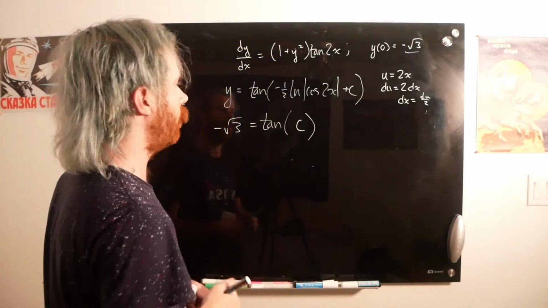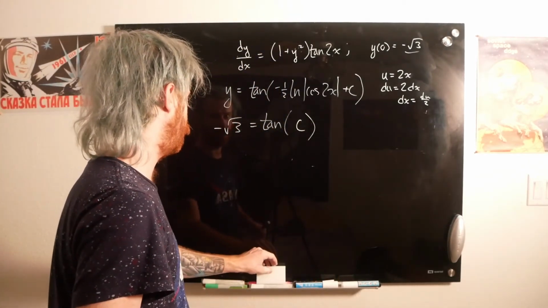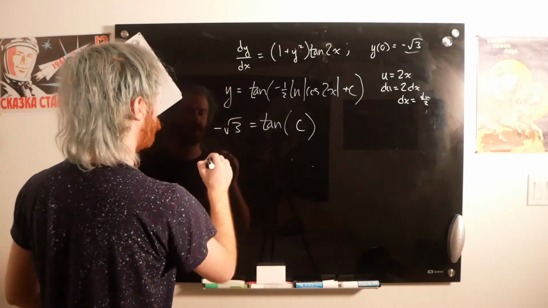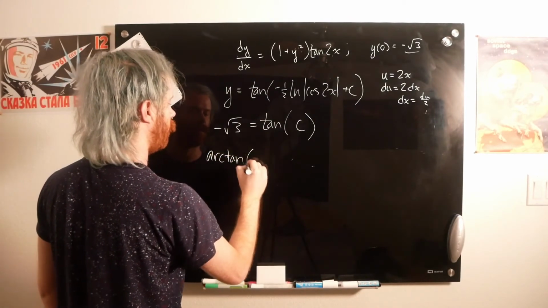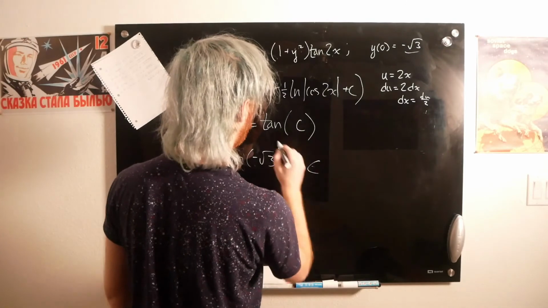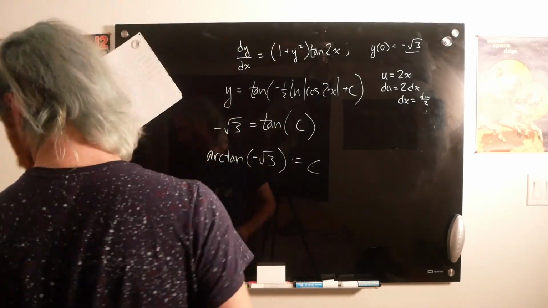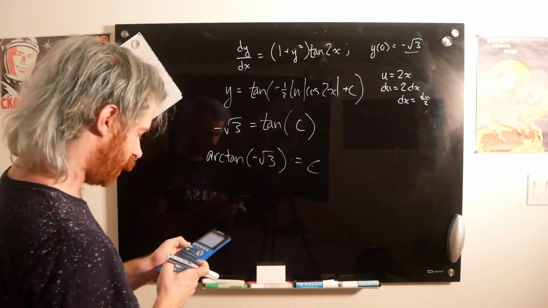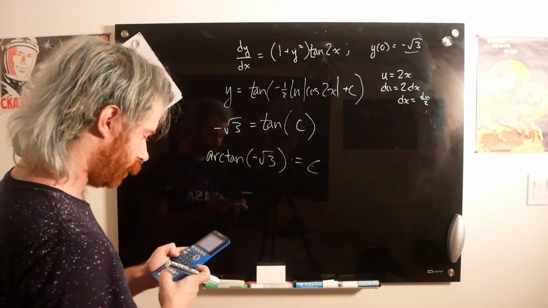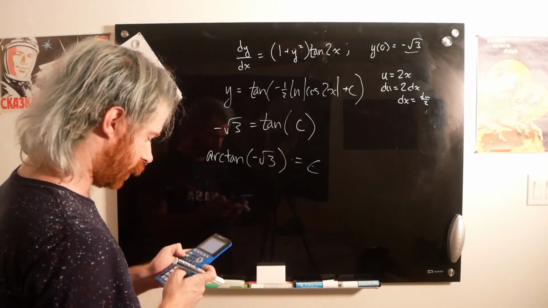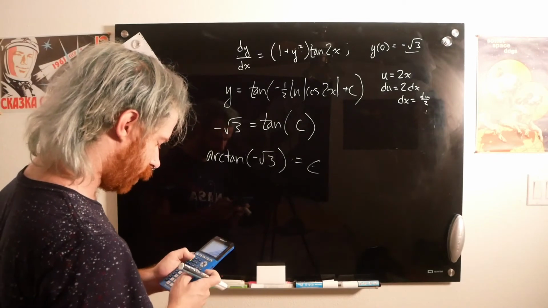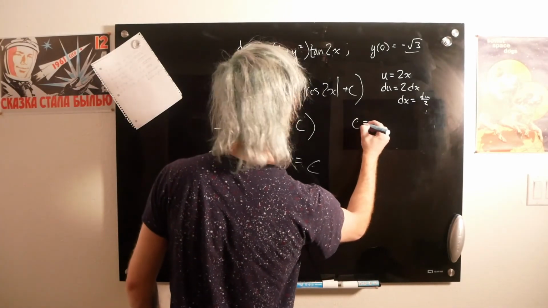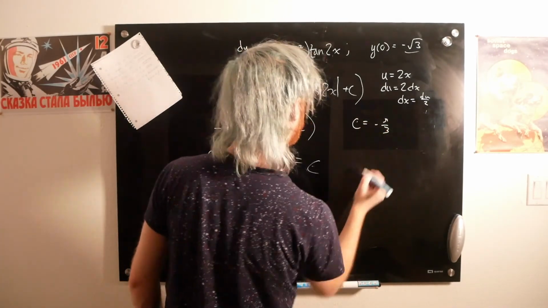So now we can solve this by taking the arctangent of both sides, right? So arctangent of negative root 3 equals arctangent of tangent, which is going to be c. So let's do that real quick. Arctangent of negative root 3, and that is negative pi over 3. Yep, negative pi over 3. So c equals negative pi over 3.